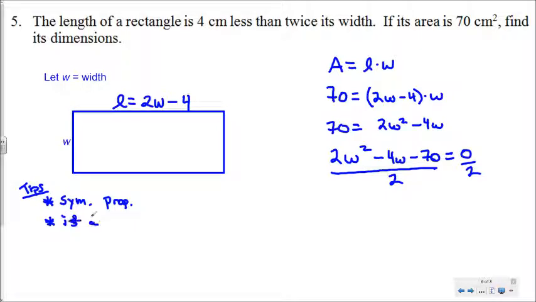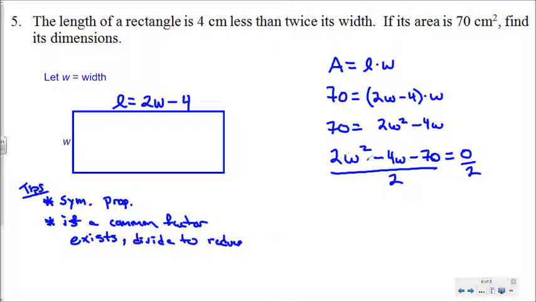If a common factor exists, divide by it to reduce. Divide to reduce. Now notice what happens.